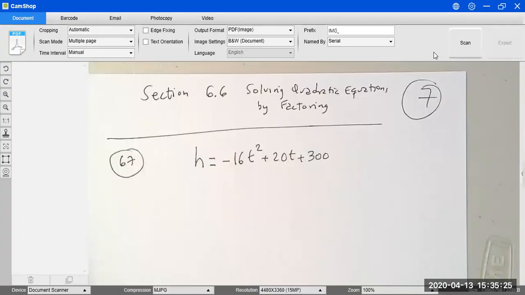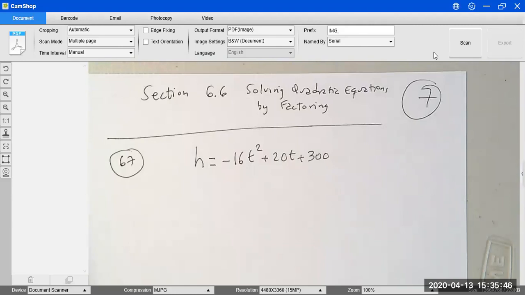So now from section 6.6, we're going to solve some quadratic equations by factoring. So we're going to solve an application exercise because you're going to have one problem like this in your exam. We're going to solve problems 67, 68, and 69 from page 474.